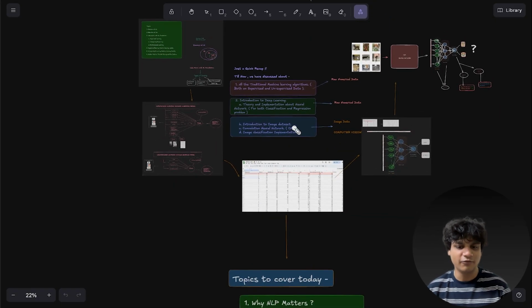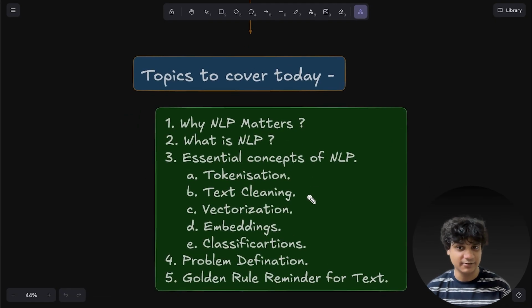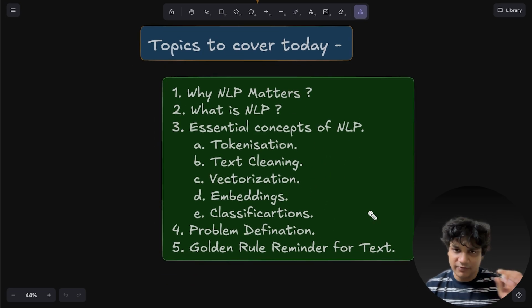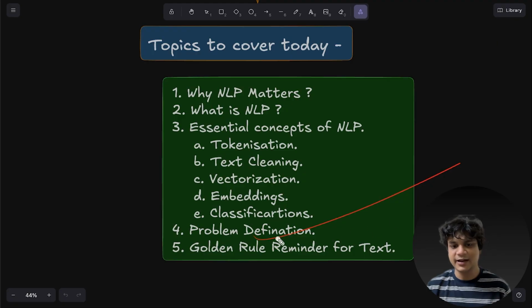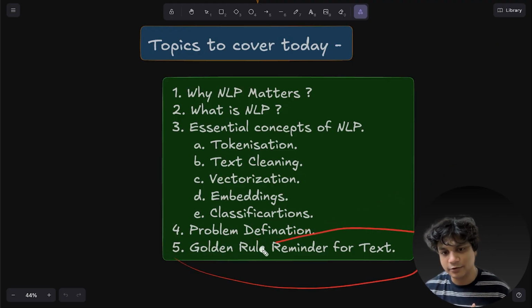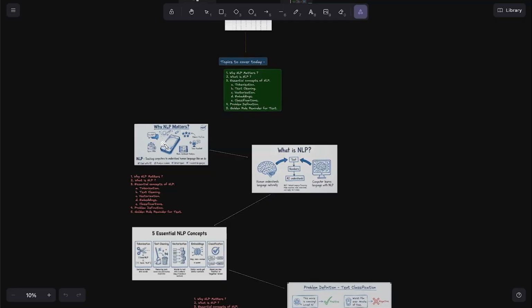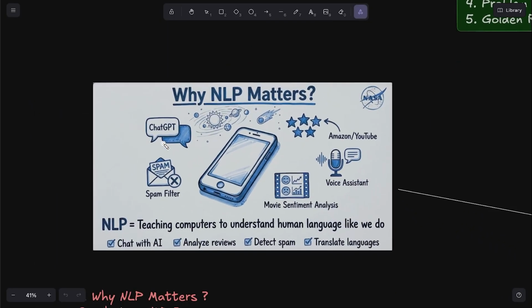I will hopefully be covering these topics. These are very important topics, guys. If you are taking a deep interest in the NLP part, then we need to understand why NLP matters, what NLP is, and essential concepts of NLP like tokenization, text cleaning, vectorization, embedding, and classification. We are going to understand the problem statement, and of course our same golden rule recipe is not going to change. So let's understand, guys. Let's move forward.